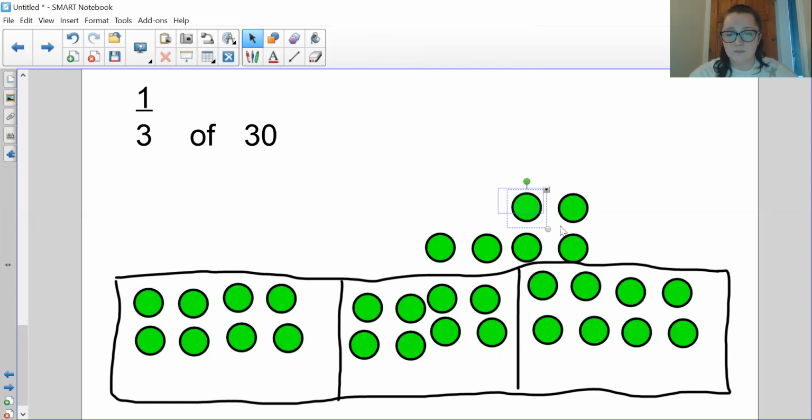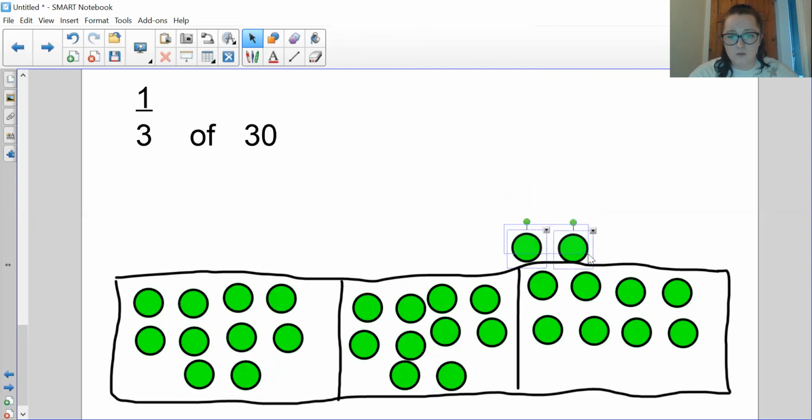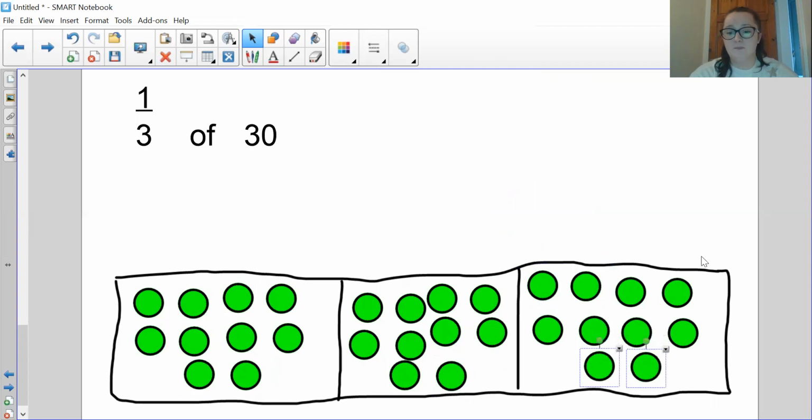24, 26, 28. Oh, there we go. 30. Right, so now what we're looking at is 1/3, aren't we? So we split them up into groups of 3. We split 30 counters up into groups of 3. So I'm looking at 1/3.